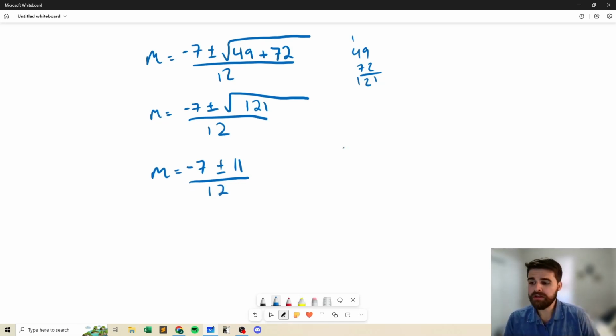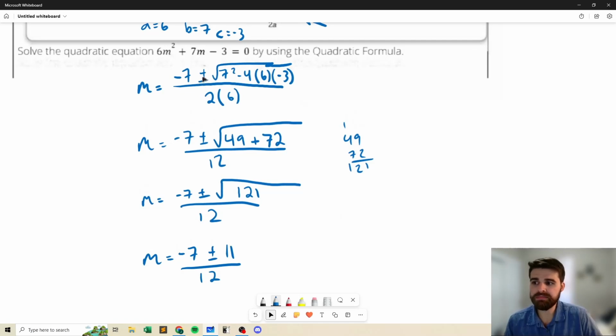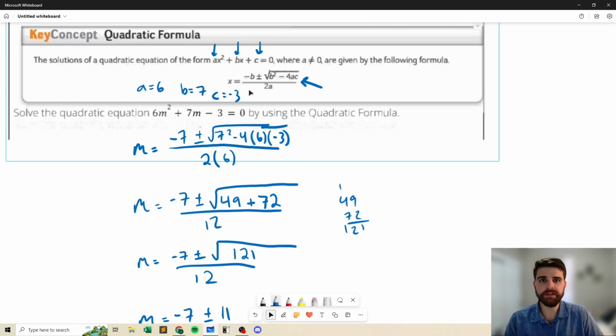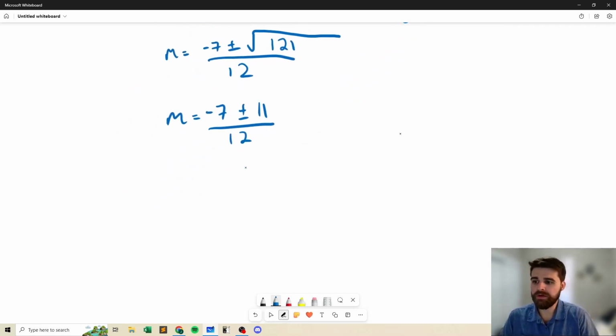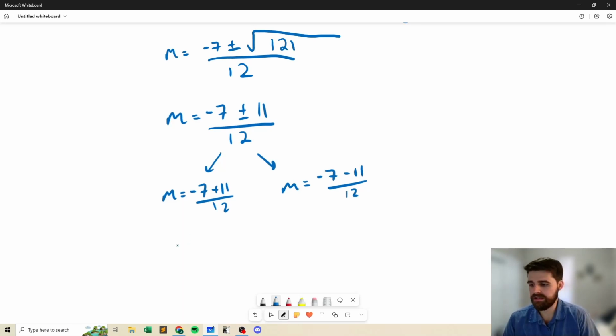Okay, we're almost done. So far, we've been using this plus-minus symbol, which is just a way for us to be lazy. Instead of having to rewrite this whole formula once with a plus sign and once with a negative sign, we just do this as far as we can to save ink. But at this point, we need to get our two solutions. So I'm going to split this up into the positive version, -7 plus 11, and the negative version. So we want to hold on to that plus-minus to save us some time until we need to get to the end.